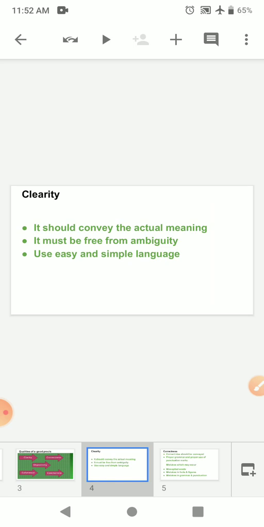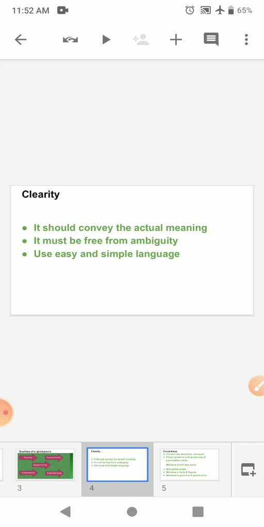Coming to the first quality of a good Precis, it should convey the actual meaning. It must be free from ambiguity, and one should use easy and simple language. It means that readers should understand easily what the writer is trying to convey. The original and exact meaning, message, or information should be conveyed. So this is the basic and essential need of a Precis.